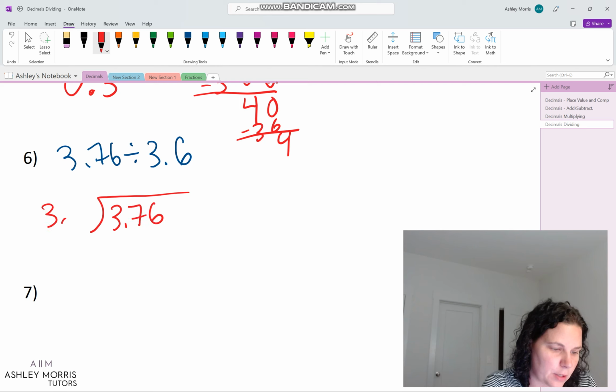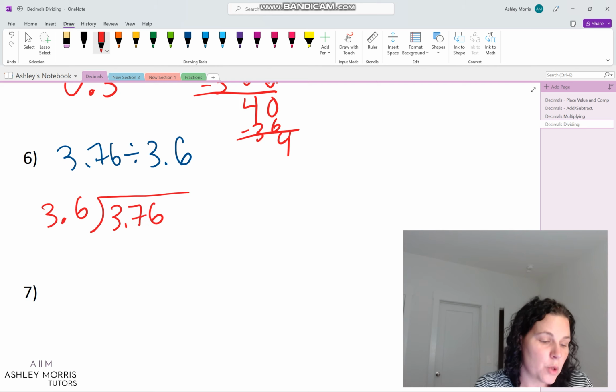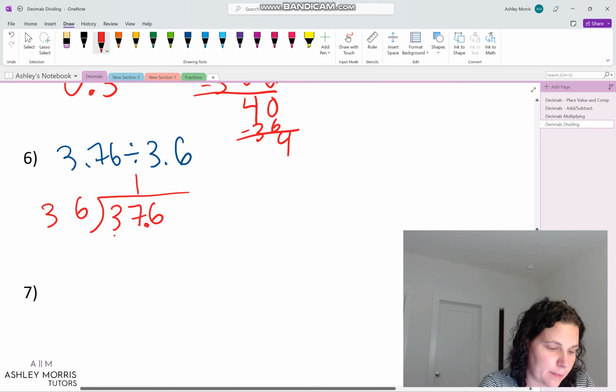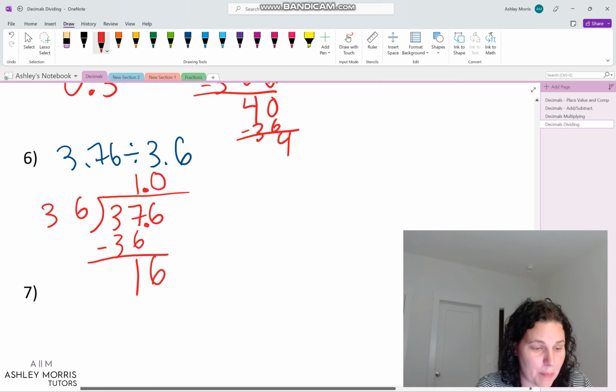3.76 divided by 3.6. We're going to move the decimal over one place on the outside. So we're going to move it over one place on the inside. 36 goes into 37 one time. With 1 left over, bring that decimal up, bring the 6 down. It doesn't go into that at all. Make sure you put a 0 there.